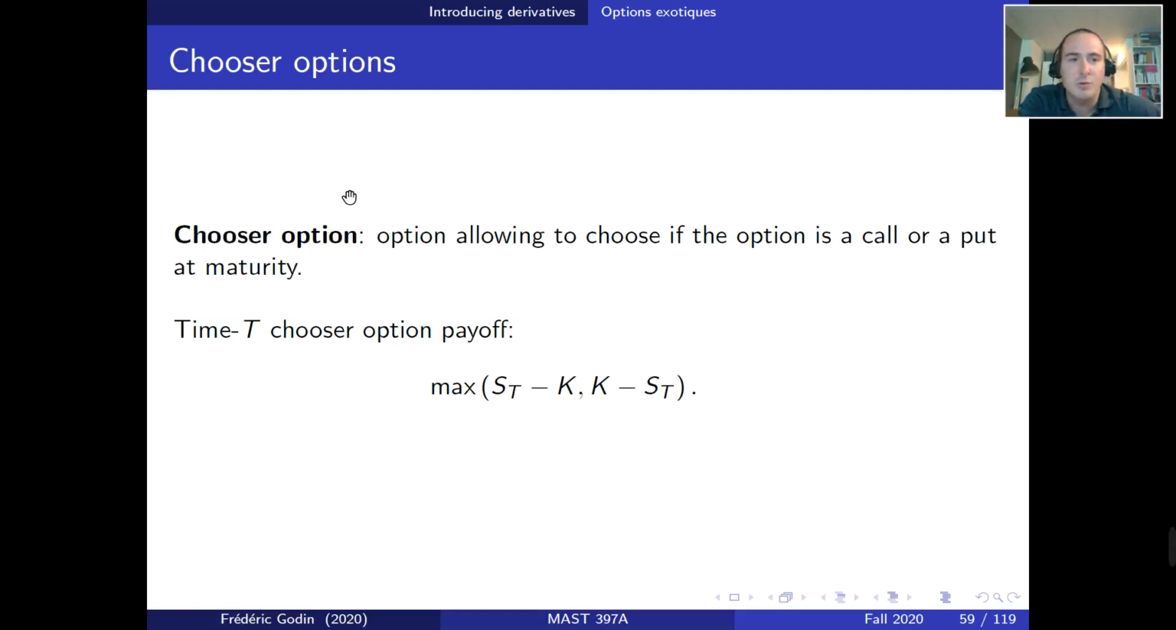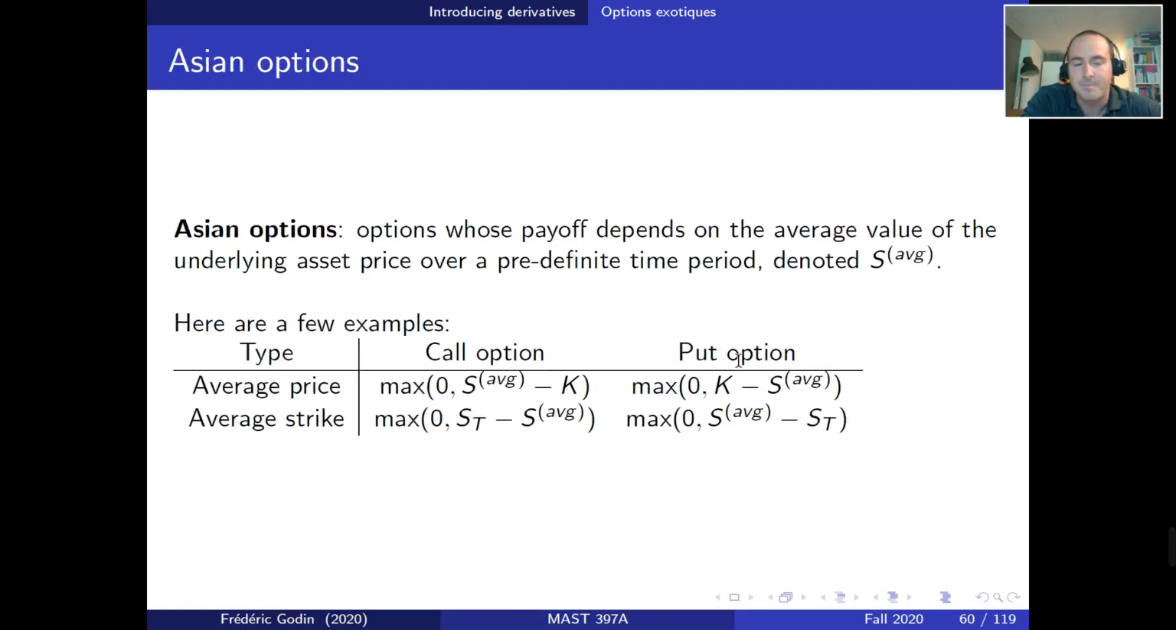So when you have a chooser option, your payoff will be the maximum between the payoff of a call and a put option, because you can elect if your option is a call or a put. And it turns out the maximum can be expressed as this: the maximum between ST minus K and K minus ST. Okay, so this is the first type of exotic option that we can study.